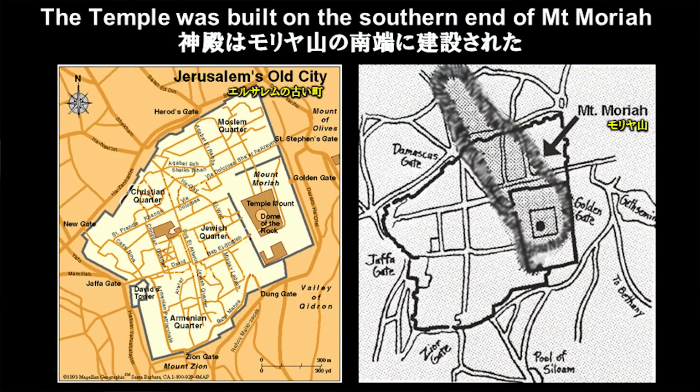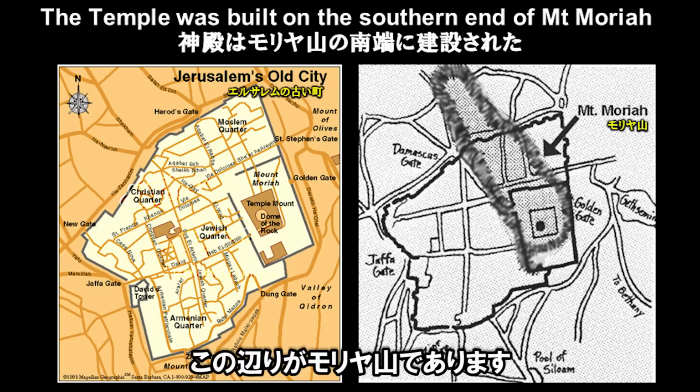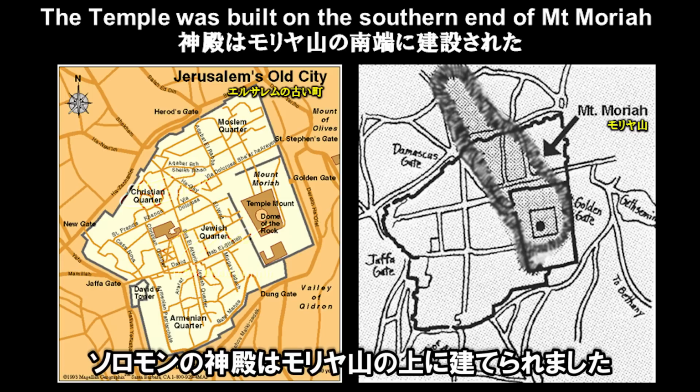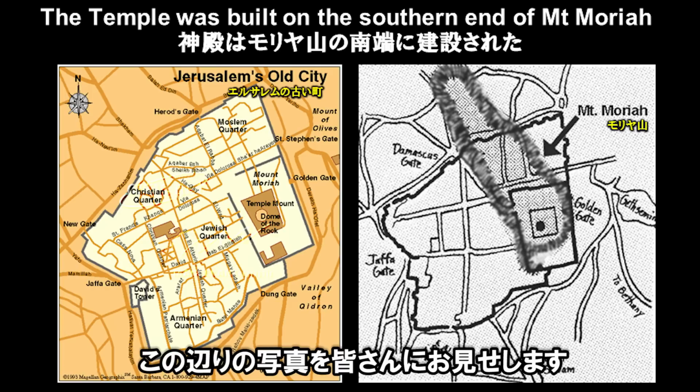Now, this is a diagram showing the outline of the old city here. And here is where Mount Moriah is, and Solomon's temple was built on Mount Moriah. Now, I'd like to show you a photo of this part up here.